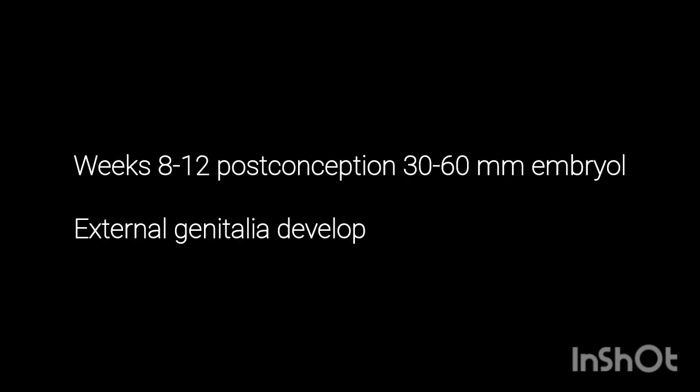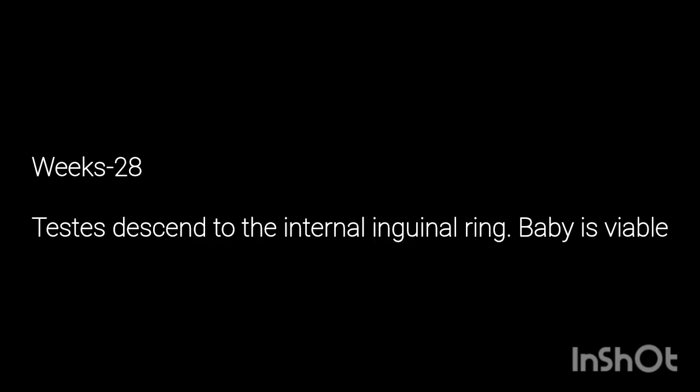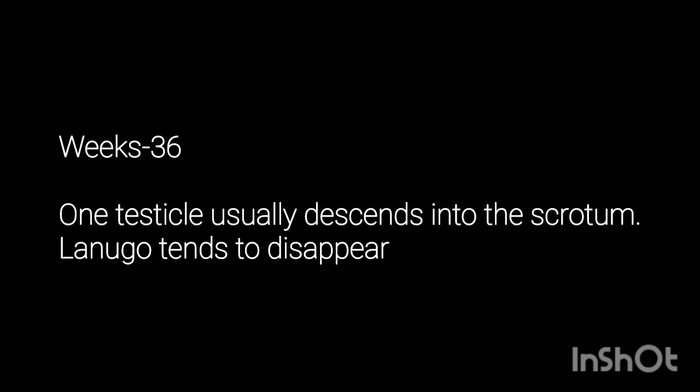Weeks 8 to 12 post-conception: 30 to 60 mm embryo. External genitalia develop. Week 20: skin is covered with lanugo. Vernix caseosa is present. Week 28: testes descend to the internal inguinal ring. Baby is viable. Week 36: one testicle usually descends into the scrotum.